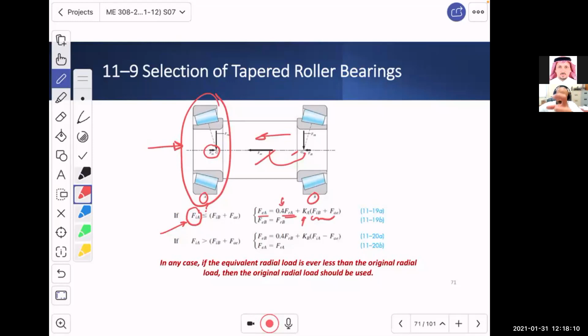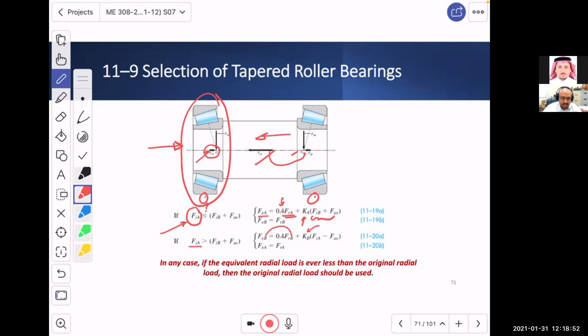The axial load coming, two of them coming and being applied on FA. What happened? If FIA is greater, so this little one alone is bigger than both of them, then FB will take the thrust. And I want you to be careful. When FB takes the thrust, we find the equivalent radial load at FB by multiplying 0.4 by FRB, and then KB, which is now the geometric factor for bearing B.